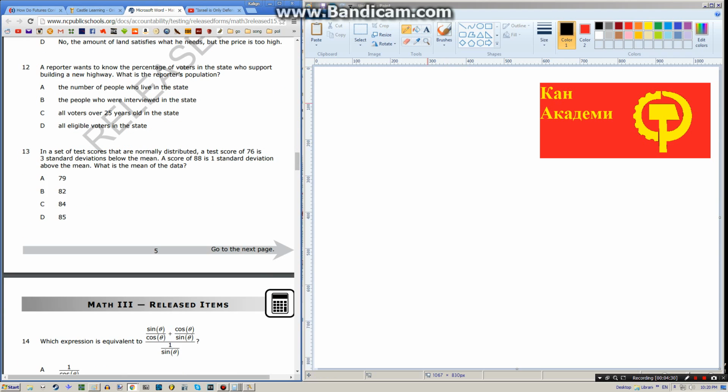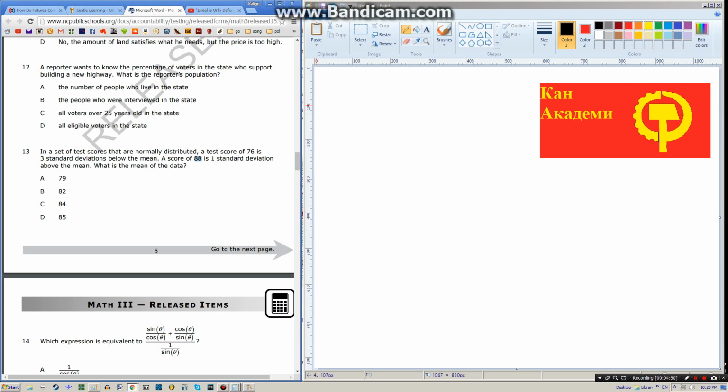Alright, here's the next one, number 13. In a set of test scores that are normally distributed, a test score of 76 is 3 standard deviations below the mean. A score of 88 is 1 standard deviation above the mean. What is the mean of the data? So, we got data right here.